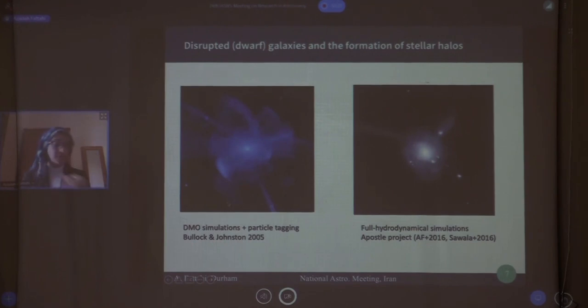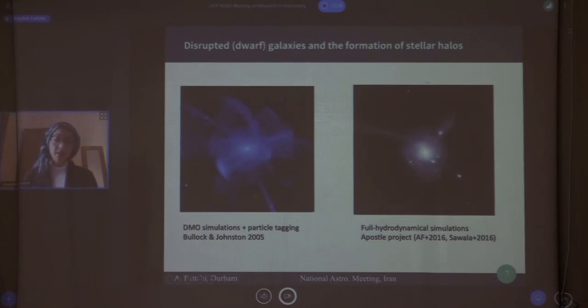On the left, by the way, this has been known or suggested from early on, even when simulations were dark matter only, using particle tagging methods and semi-analytic modeling. People could model what the structure would look like. On the left, you see an example of that. And nowadays, with hydrodynamical simulations and galaxy formation simulations, we can actually also see these stars as actual stars in the simulations and the formation of the stellar halos.